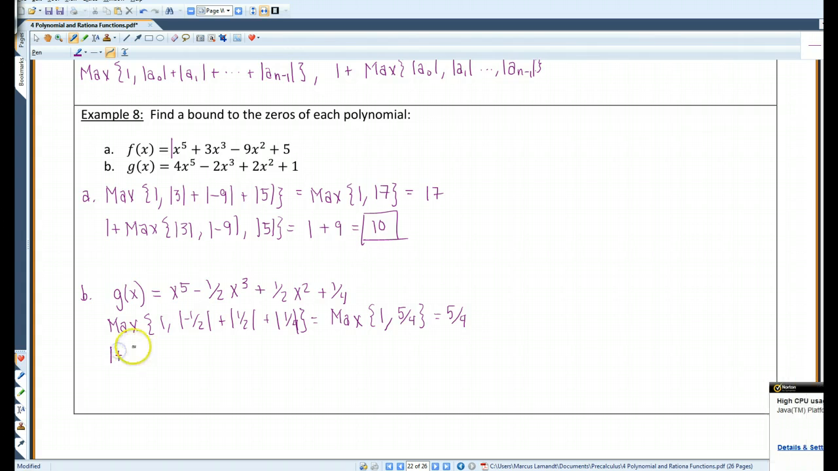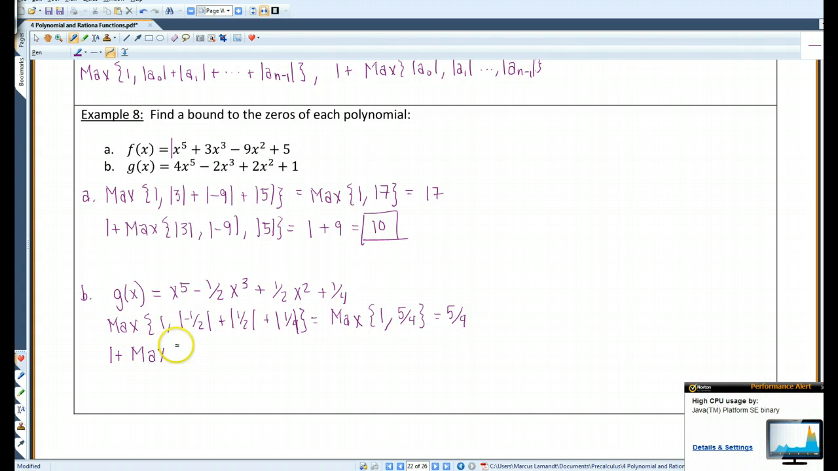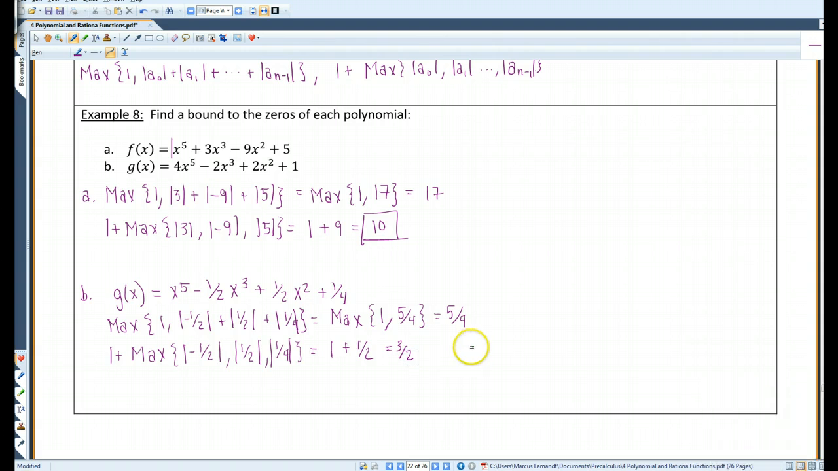The second number, 1 plus the max between all these numbers. The biggest number is 1/2. So I've got 1 plus 1/2, which is 3 over 2. The smaller of the two numbers is 5 over 4, because 5 over 4 is 1 and 1/4, and this is 1 1/2. Alright.